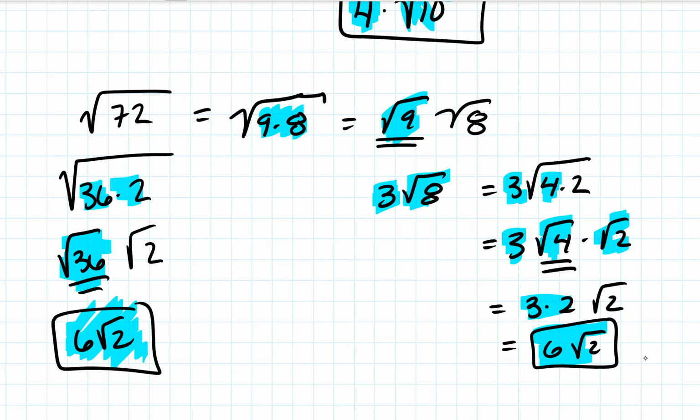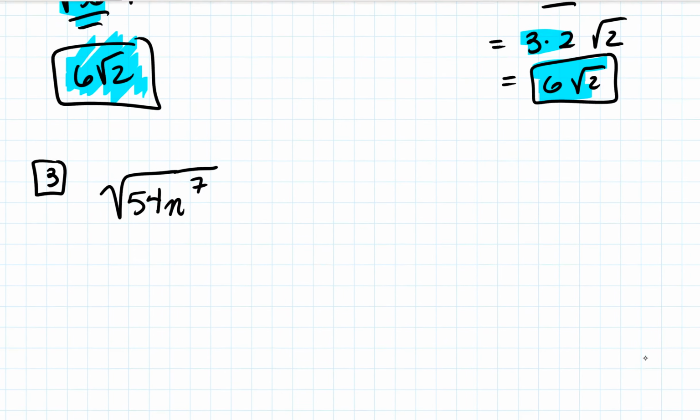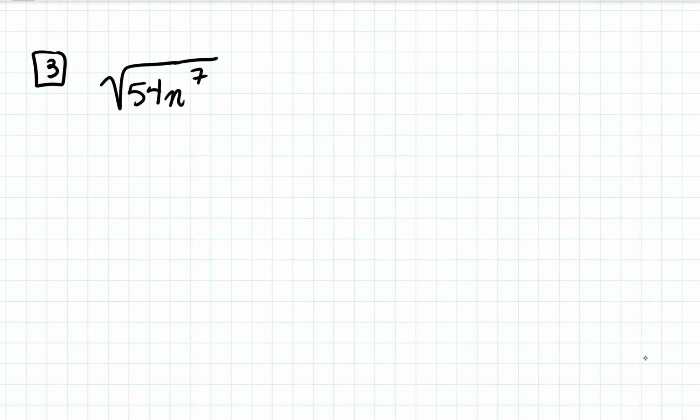So as long as you keep moving and as long as you are still trying to find the perfect squares underneath all these radicals, you're in good shape. You're going to get to the answer faster if you can find the largest perfect square under the radical first. Let's try a different approach here. Let's try 54 n to the 7th. I'll work this one out with you.